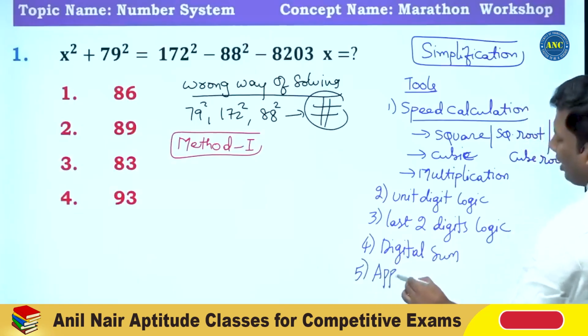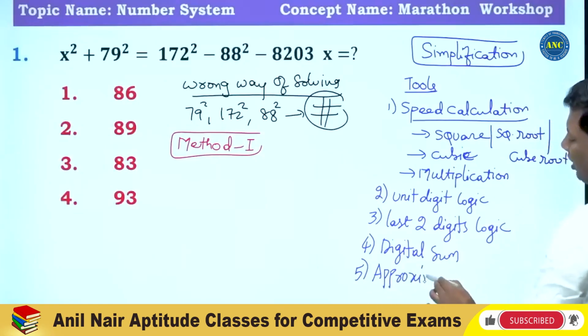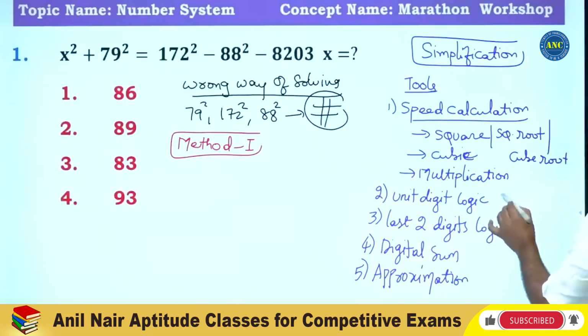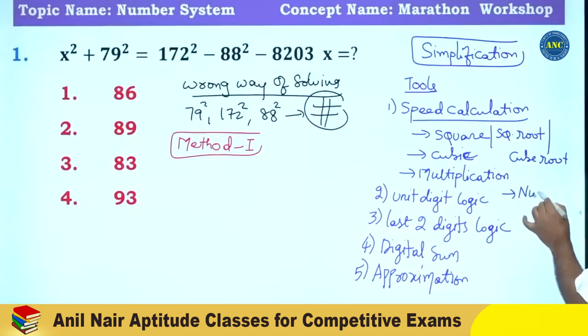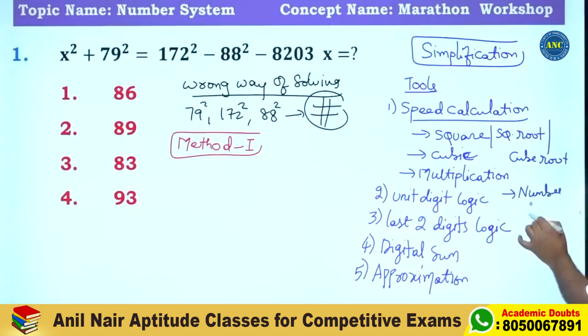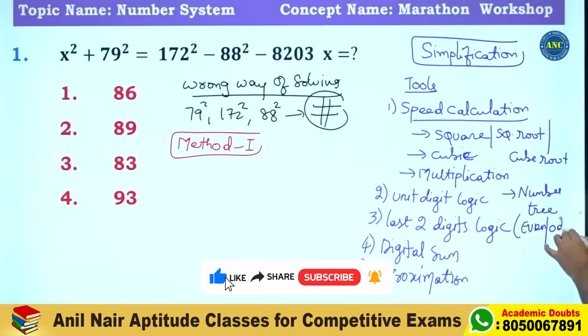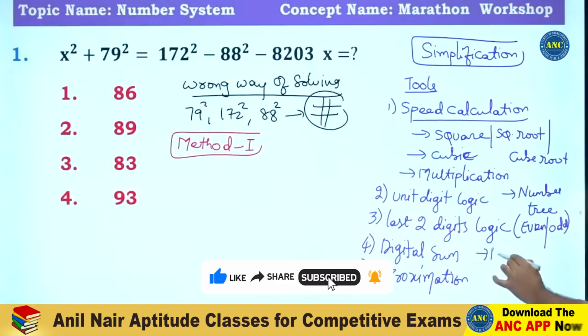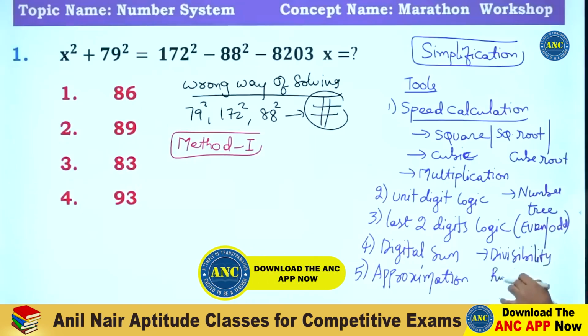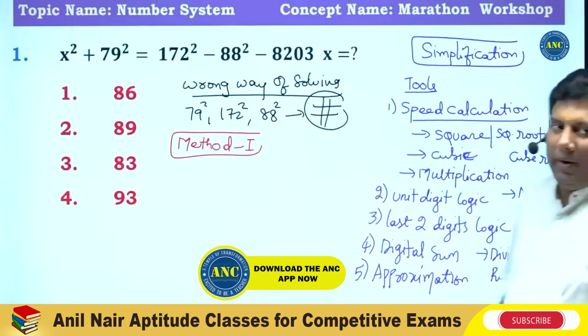Up and above, the most important fundamental thing a student should know is the number tree. If you have all these tools, and you know when to use which tool, you will be able to solve the problems very, very fast. Number tree. In number tree, another important concept is divisibility rules. One by one, depending upon the question, I will be using it.